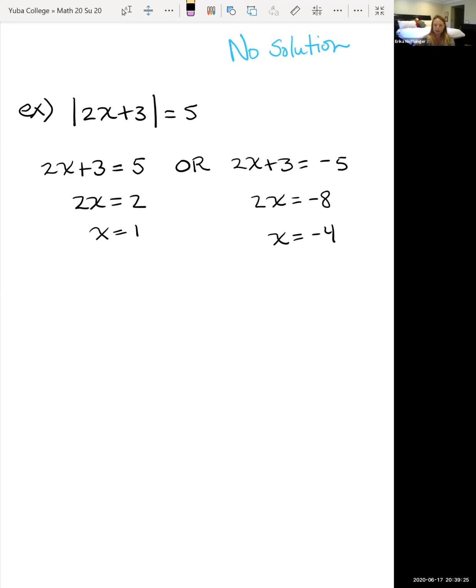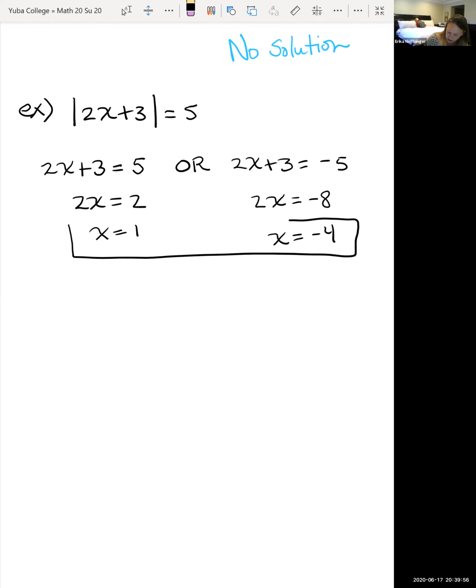So if you plugged in 1 for x back in the original equation and simplify what's inside that absolute value, you get the absolute value of 5 is 5, true. If you go back into that original equation and plug in negative 4 wherever you see an x, 2 times negative 4 is negative 8, plus 3 is negative 5. Absolute value of negative 5 is positive 5, so true. So we have two separate solutions.